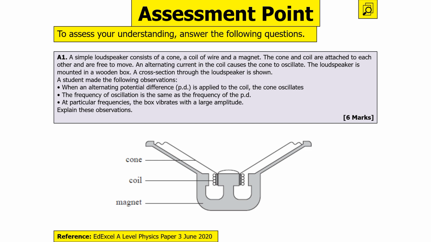An alternating current in the coil causes the cone to oscillate. The loudspeaker is mounted in a wooden box. A cross-section through the loudspeaker is shown. The student made the following observations.